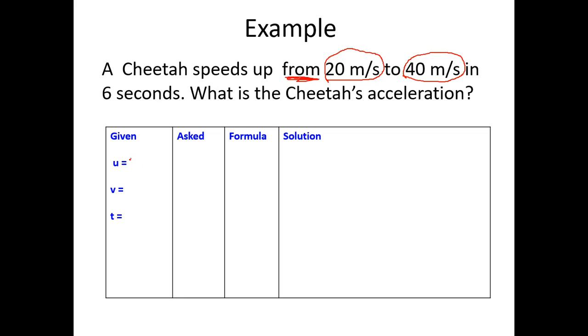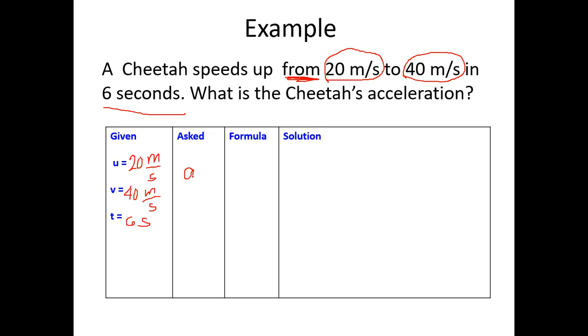So your u will give you 20 m/s. And of course, this one will be your final speed. You go 40 m/s. And how about your time? It's right here. Time is 6 seconds. So therefore, your time is just equal to 6 seconds.